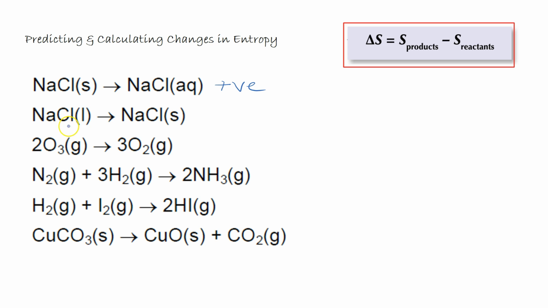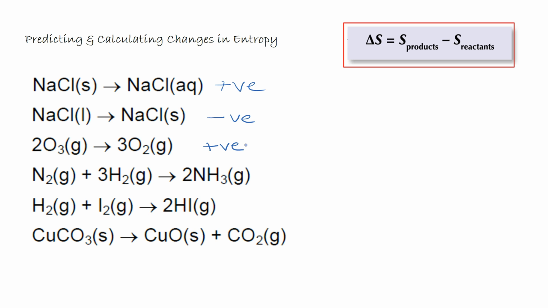As we look at the second example, we're going from sodium chloride liquid, which has a more positive entropy value than the sodium chloride solid, and therefore the change in entropy here we would expect to be negative. Number 3 here, where we've got ozone gas going to 3 oxygen gas. Well, here we're going same state, but we're increasing the number of molecules, and therefore the products would have a higher entropy value than the reactants, and this would therefore be positive.